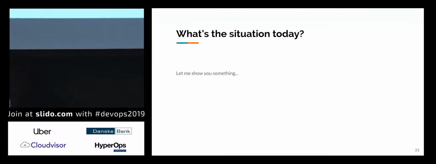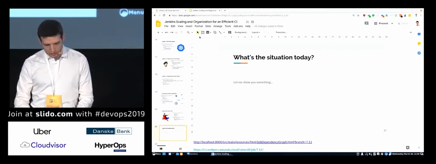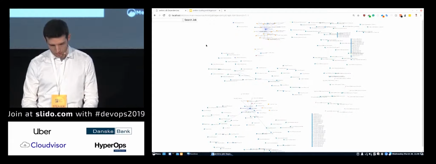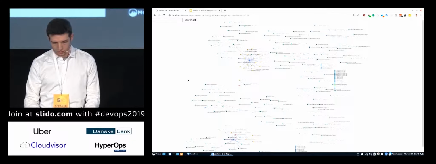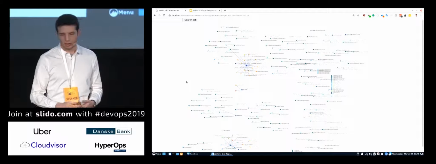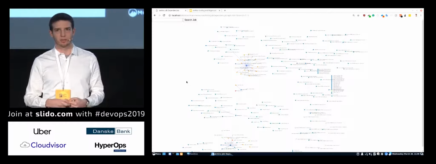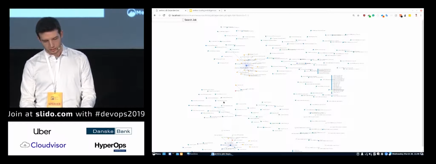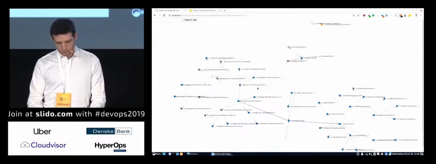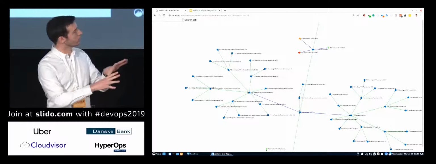Just to show you what the situation is today, this is something that we also had to build by ourselves. This is a graph of all the jobs that we have for Camunda, the latest version, so 7.11, that is being developed right now. Every dot is a different job, and every line is a different dependency. So as you can see here, this job will trigger this one, that then will trigger the rest of the graph.